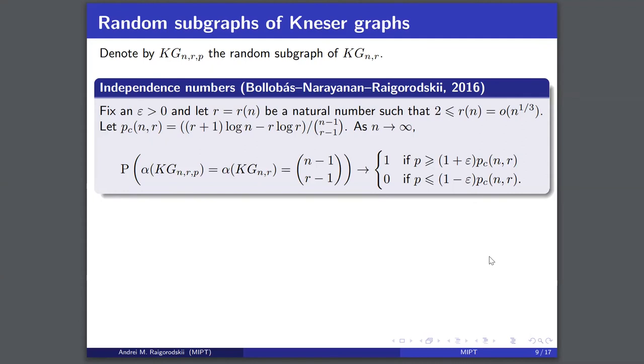So the probability of keeping an edge is very small. It goes to zero. And the probability of deleting it goes to one. Nevertheless, with high probability, asymptotically almost surely, if p is greater than or equal to 1 plus epsilon times p sub c, we don't have any movement for the value of the independence number. It doesn't grow. Intuitively, it must grow. We have deleted a lot of edges. A wonderful stability.